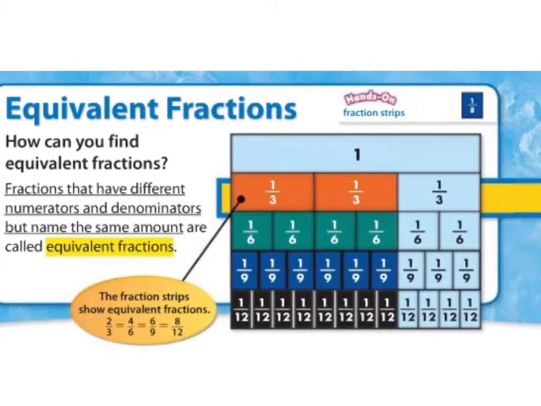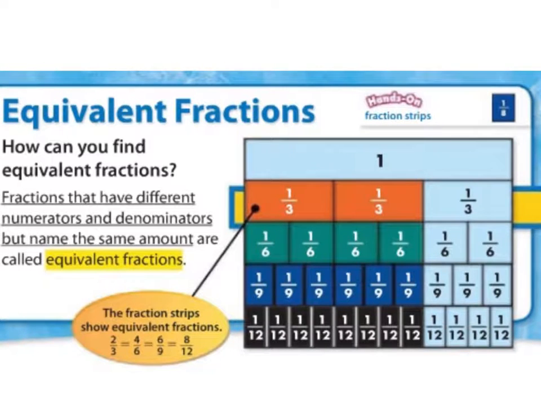Alright, zooming in. Equivalent fractions. How can you find equivalent fractions? Fractions that have different numerators and denominators, which we went over last lesson, but name the same amount, are called equivalent fractions. So let's look right here. We want to see which fractions are equal. Which take up the same amount of space this way?